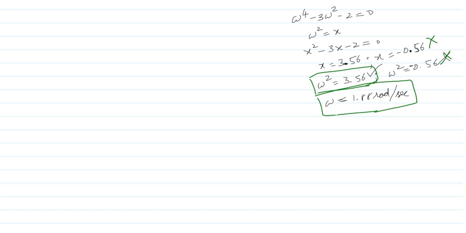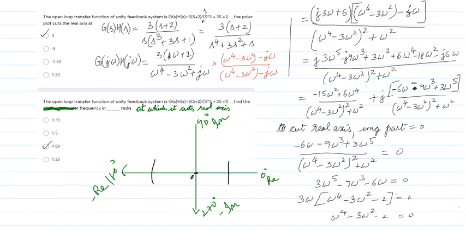At omega squared equal to 3.56, so omega equals 1.88 radians per second. But the question is, at what point does it cut? This is the expression where I can find the point. I can substitute the value 1.88 in this expression, here or here or anywhere.